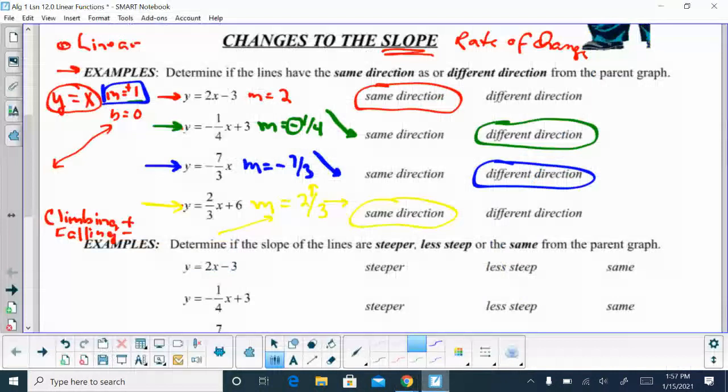So there you have it, changes to the slope and how it changes the behavior of my linear equation.